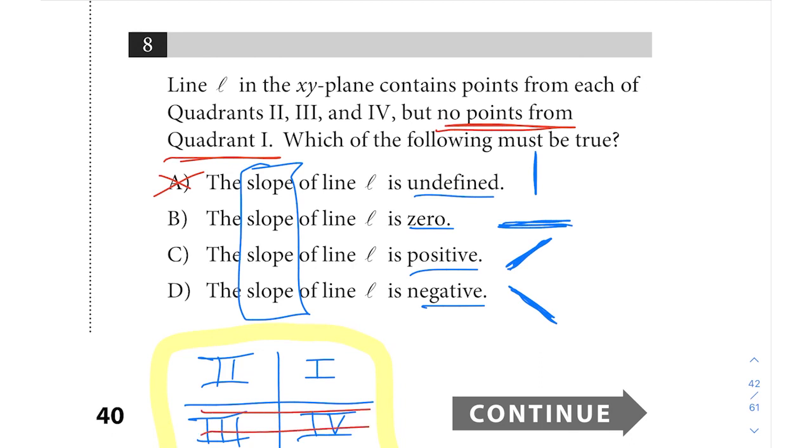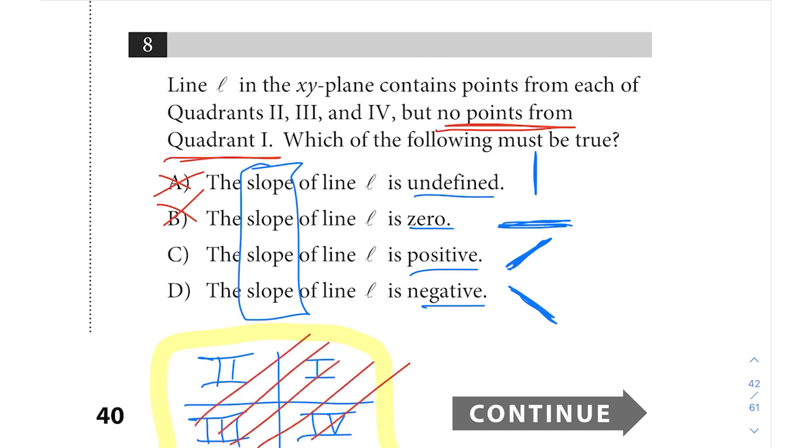Now let's try it with a horizontal one, and I think you'll see something similar happens. If the slope is 0, I could do a horizontal line that touches quadrants 3 and 4 that has points in each, but if I have any points in quadrant 2, then that horizontal line is going to extend into quadrant 1. So there's no way I could skip quadrant 1 and still have points in quadrants 2, 3, and 4. So we say no to answer choice B.